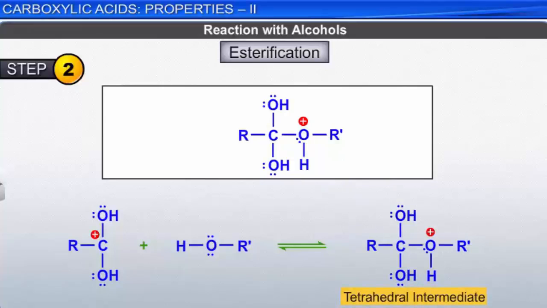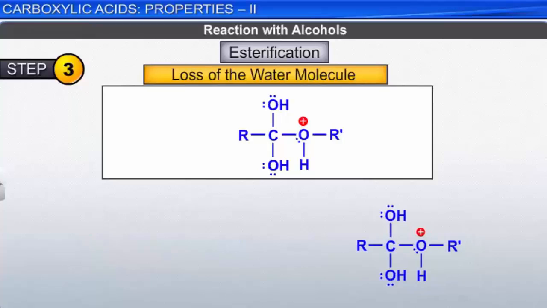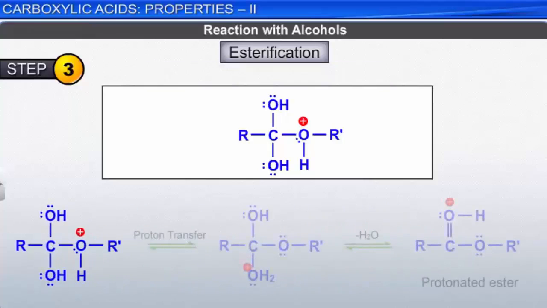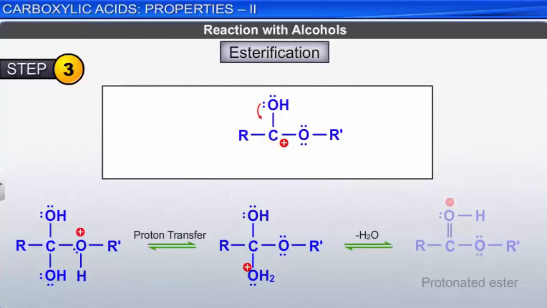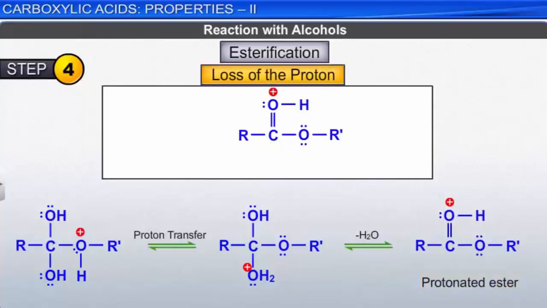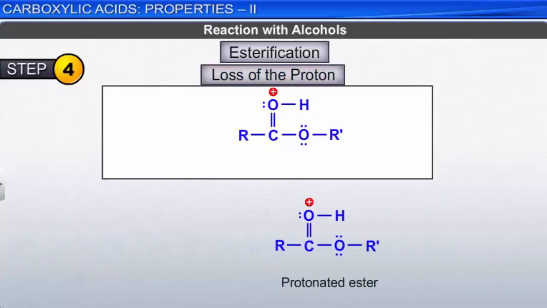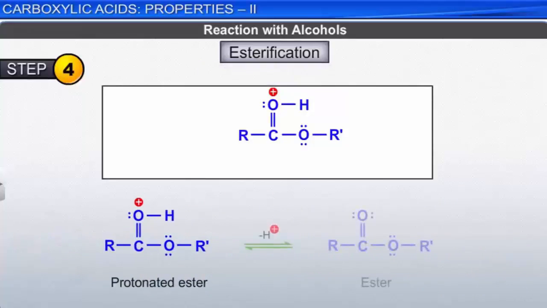The third step is the loss of the water molecule. Proton transfer in the tetrahedral intermediate converts the hydroxyl group into an H2O+ group, which, being a better leaving group, is lost as a water molecule. The result of this step is a protonated ester. The last step is the loss of the proton. The protonated ester thus formed finally loses a proton to give the ester.